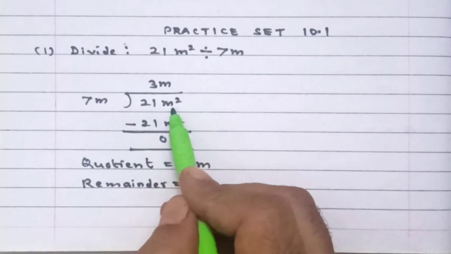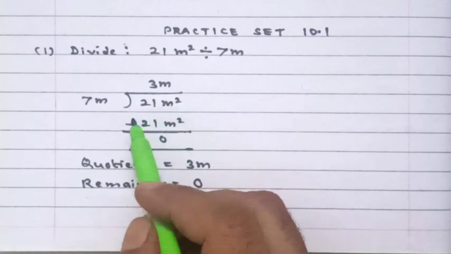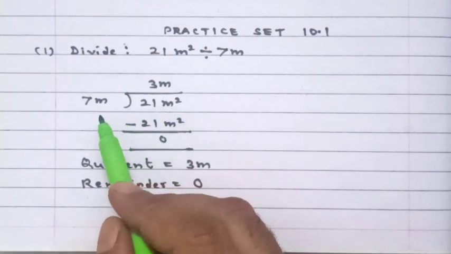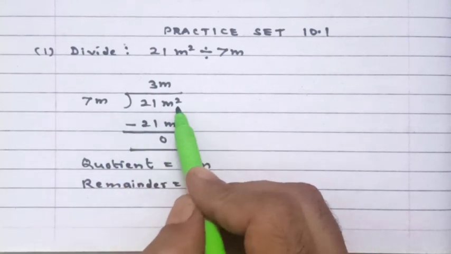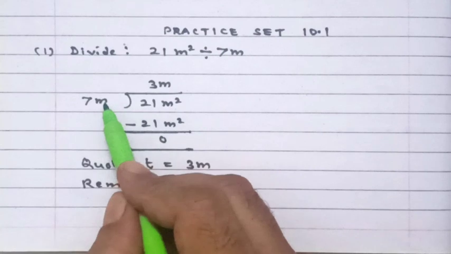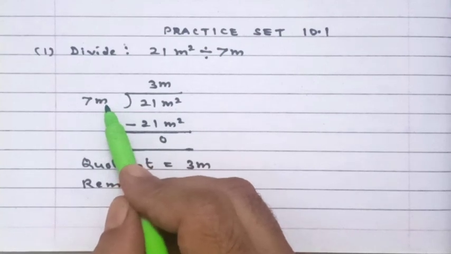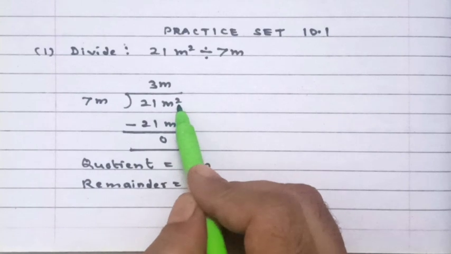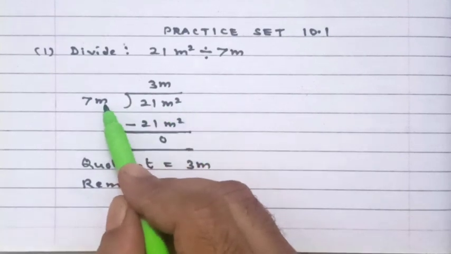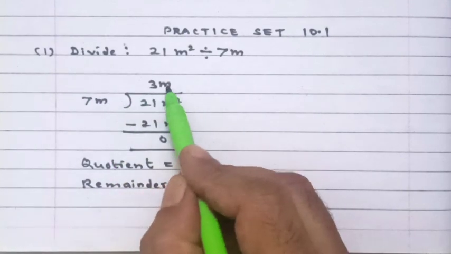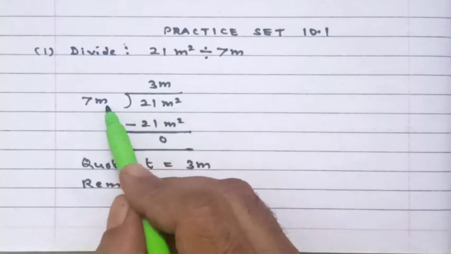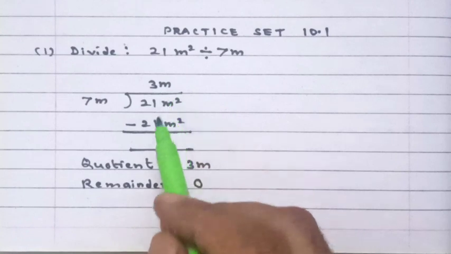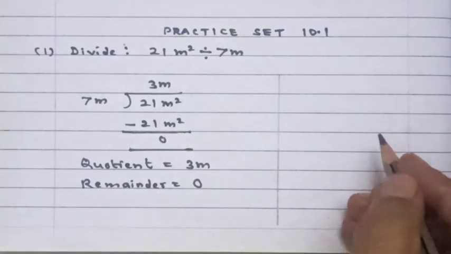Now it is m square which is to be divided by m. Here the index is 2 and here the index is 1. Use the law of indices, so you have to subtract 2 minus 1, degree is 1, so m raised to 1, that is only m. So m square divided by m gives you m. Let's see this way.